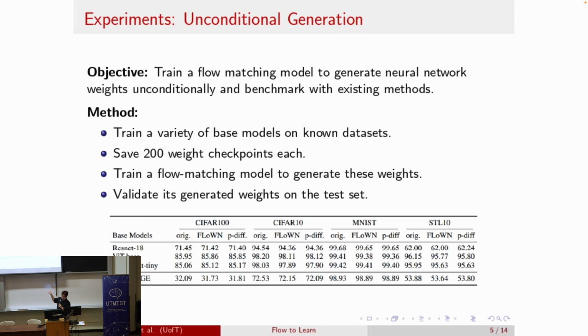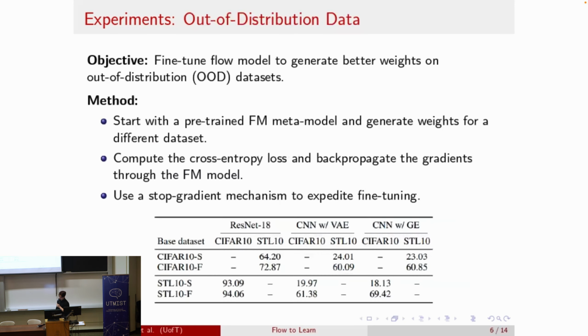The numbers themselves here are not too important, just that you can see that our method, which is in the middle column, matches original training and a diffusion baseline that we found. And so we can see that it has the capacity to learn how to generate weights.